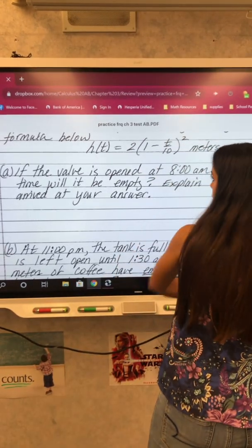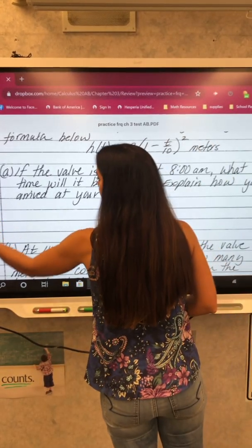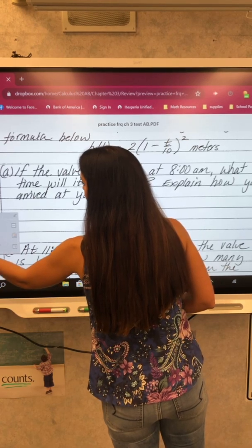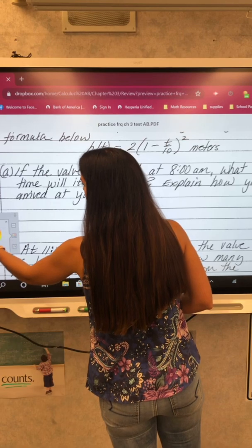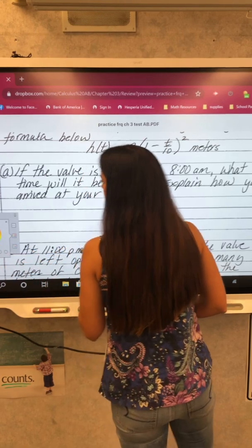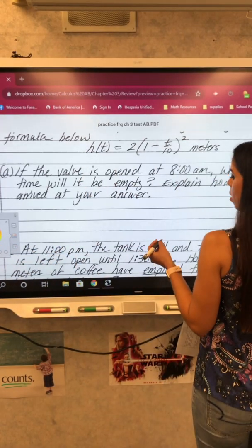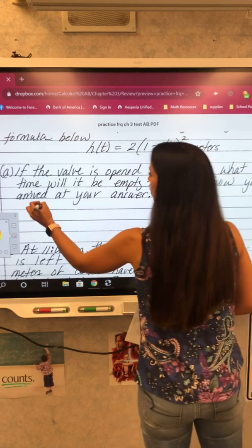So I hope this lets me draw on it. Oh, cool. I want it to be blue. Looks good to me.